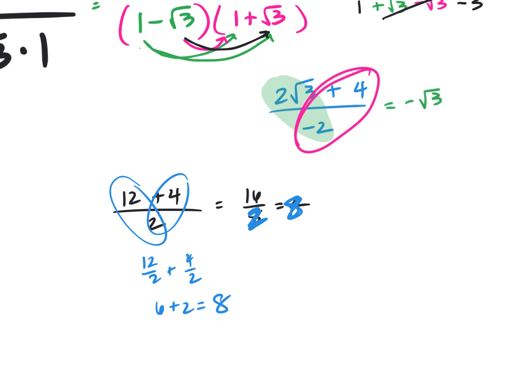And then minus 2. What if Annabelle wrote negative 2 minus root 3? Same thing.